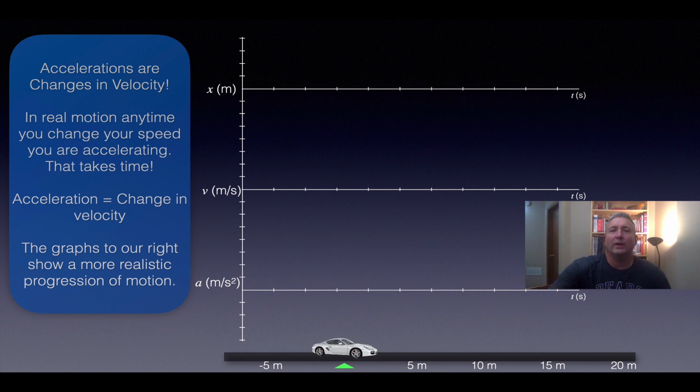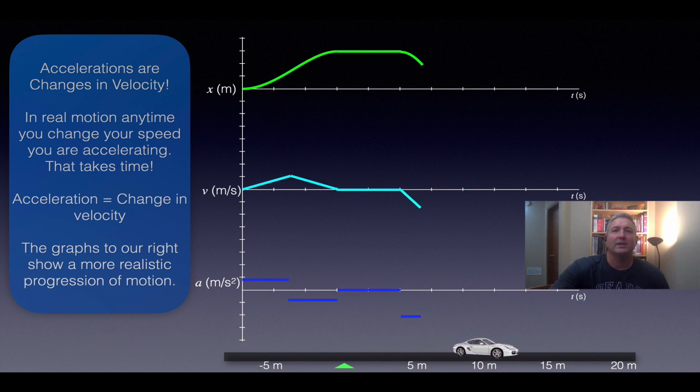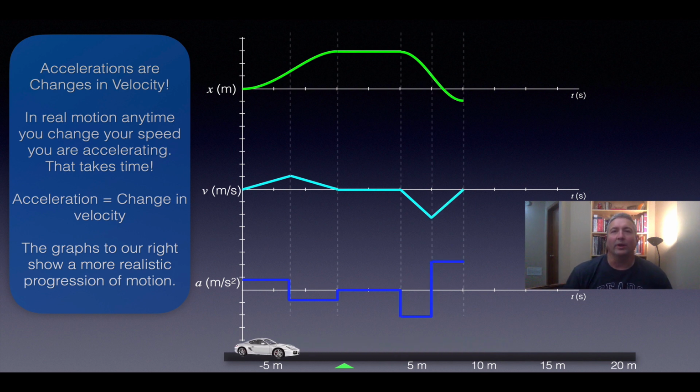So it's a much more realistic look. If you watch the car move, it smoothly moves and then smoothly speeds up and slows down. That's why we get a much more realistic look at its motion, and we get a curved position versus time graph, because acceleration does take time. It can't happen instantaneously. So that's what we're looking at today when we talk about acceleration.